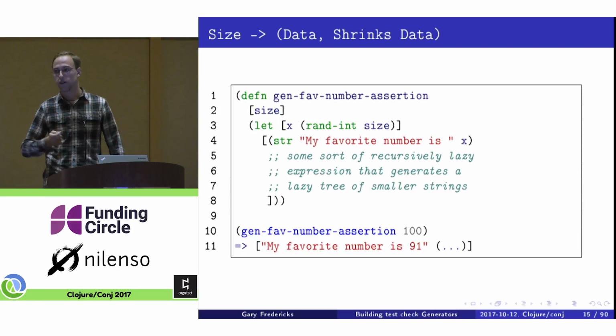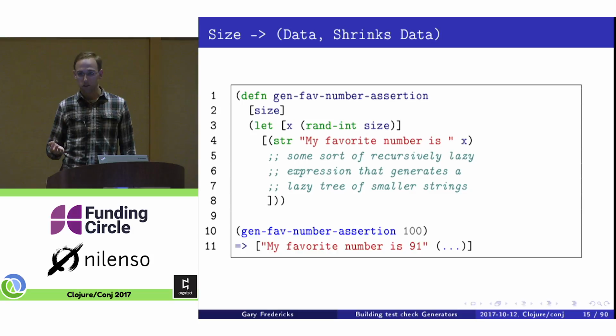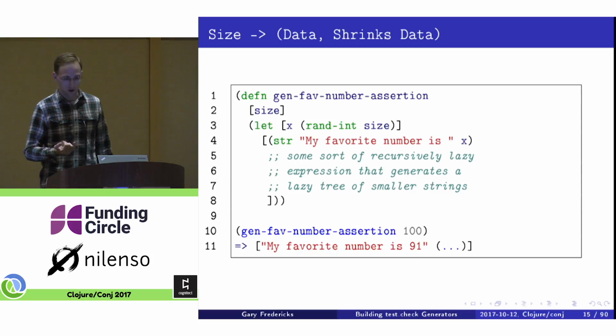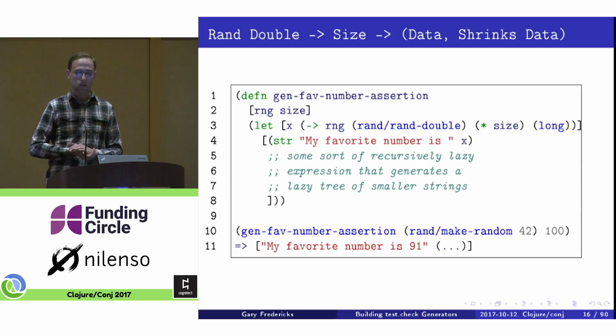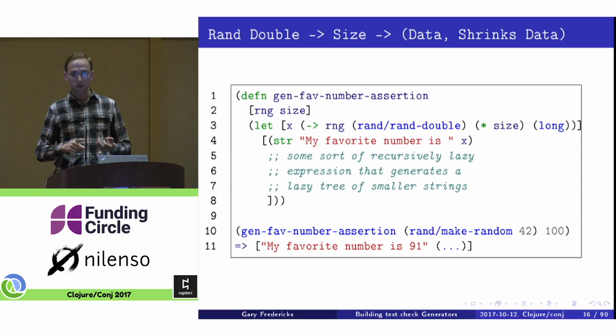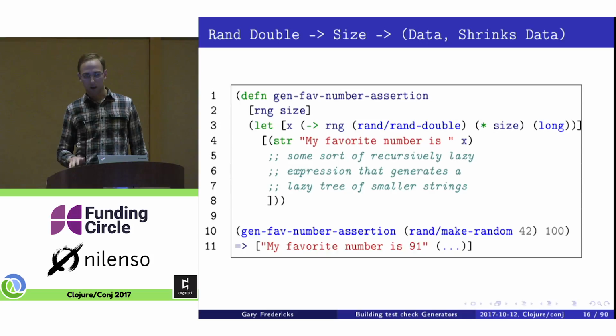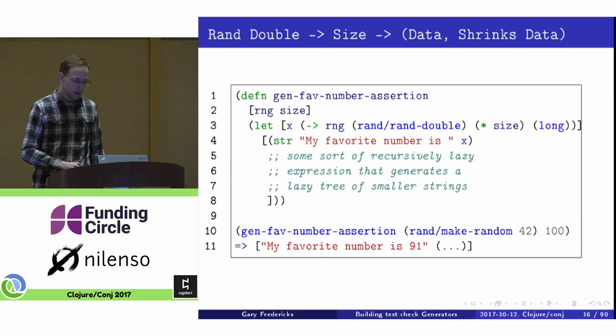But wait, there's more. When you run tests, especially random tests, you want to be able to do it deterministically. And because of the way test.check is implemented, it's useful to have an immutable random number generator. So we have to pass that in as well. So we now have 2 arguments and 2 return values. And this is maybe bordering on the verge of doability if you need to write your own generator.